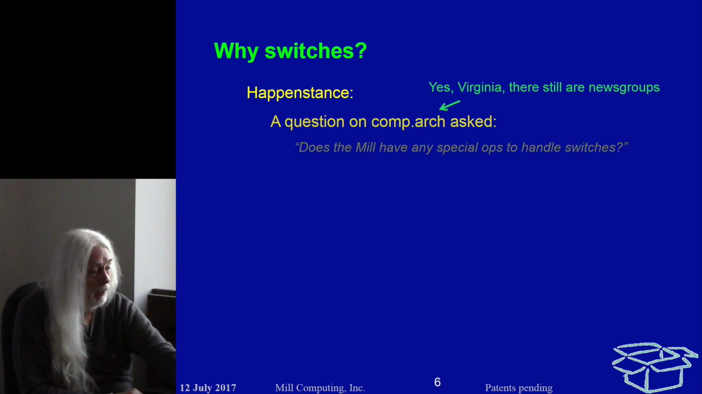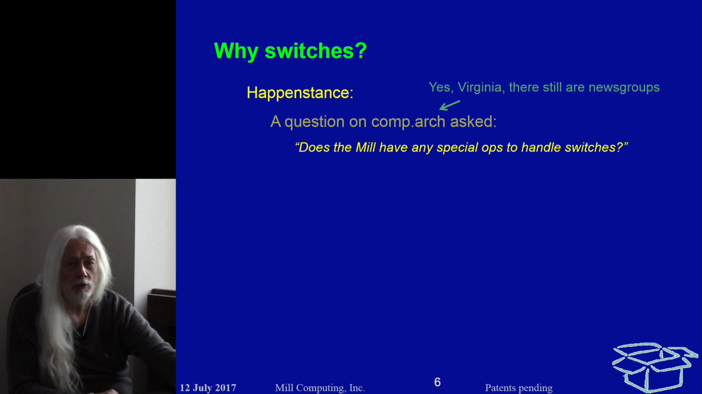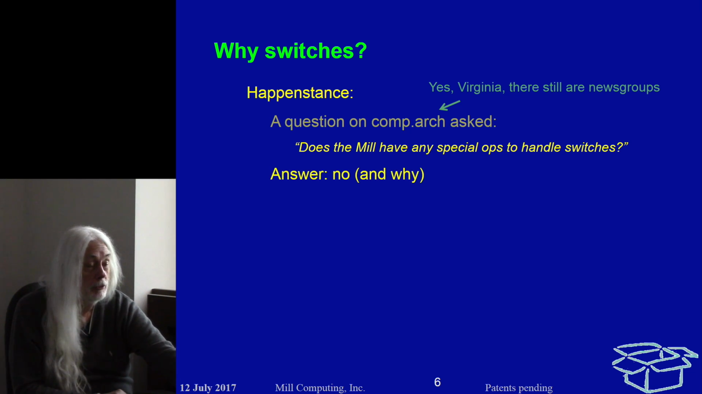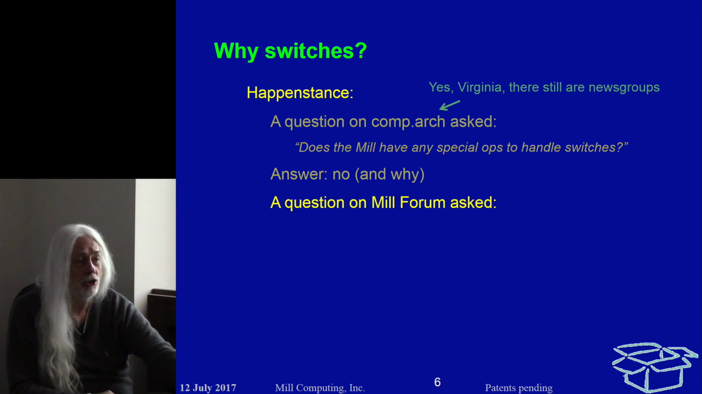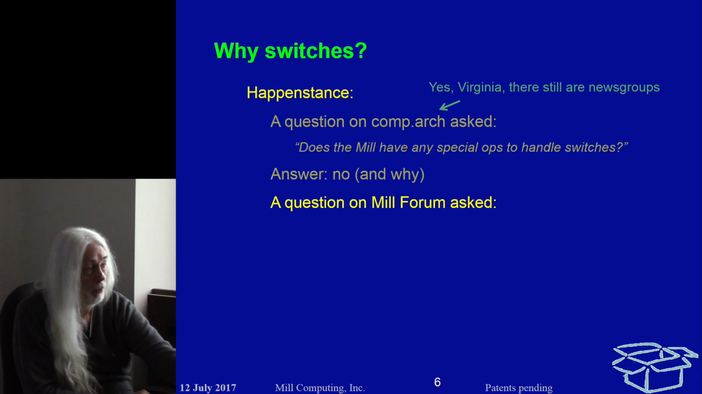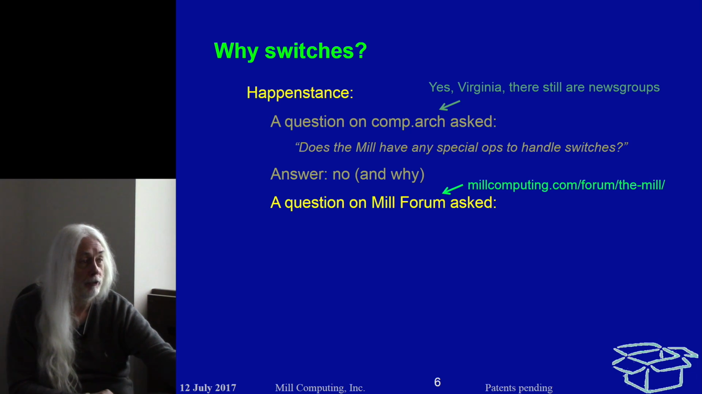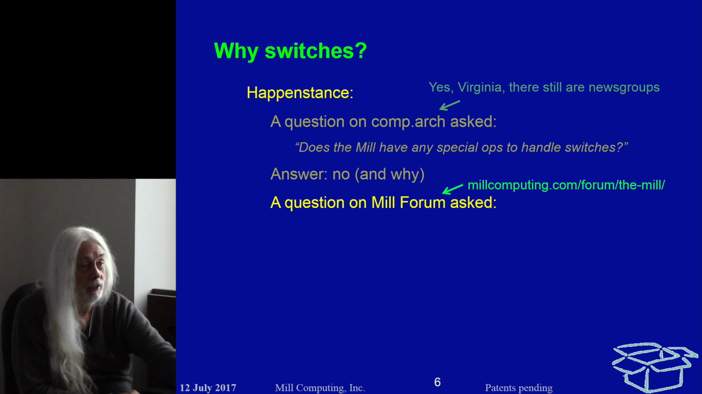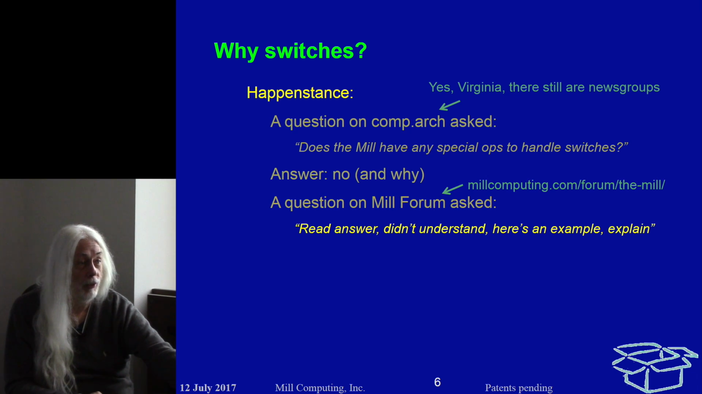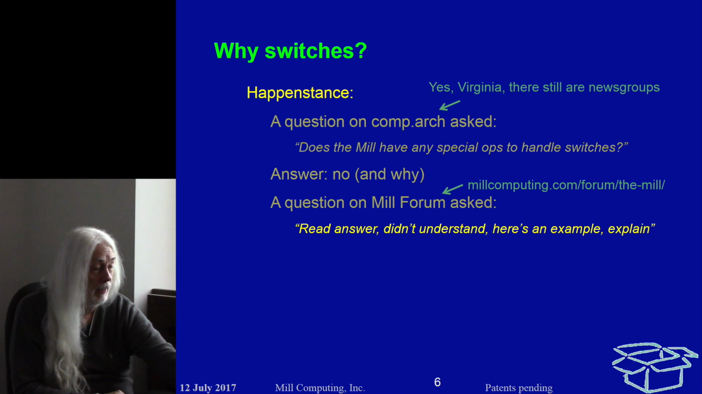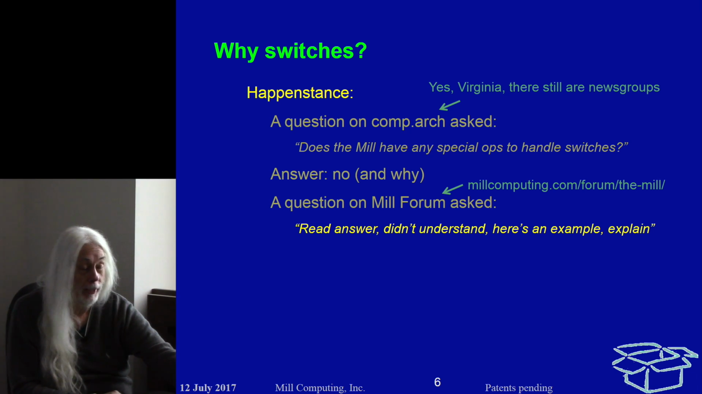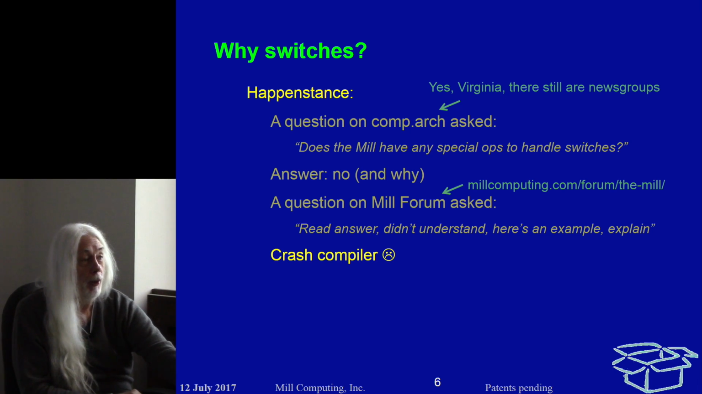And one of the questions that came up was, does the Mill have any special operations designed to support switches? And the answer is no, it doesn't, and they explained why it doesn't. And then this in turn prompted a question on the Mill forum, which is on our website. That is the URL for the Mill forum. People come in and talk about various aspects of the architecture. And evidently this user had seen the article in CompArch and said, well, I read the answer, but I didn't understand it. And here's an example, please explain. So he gave us a piece of code, which promptly crashed the compiler.